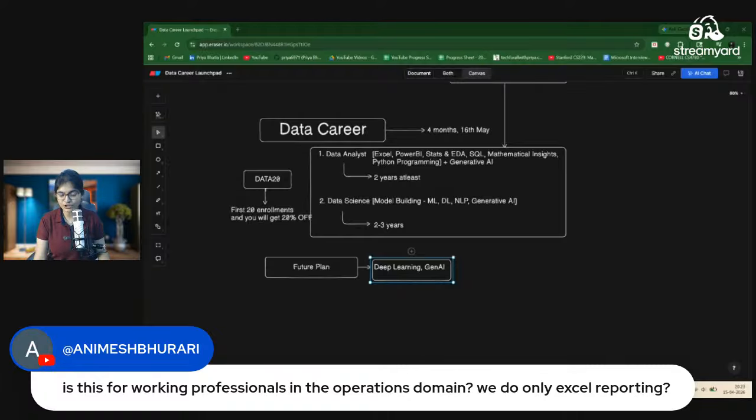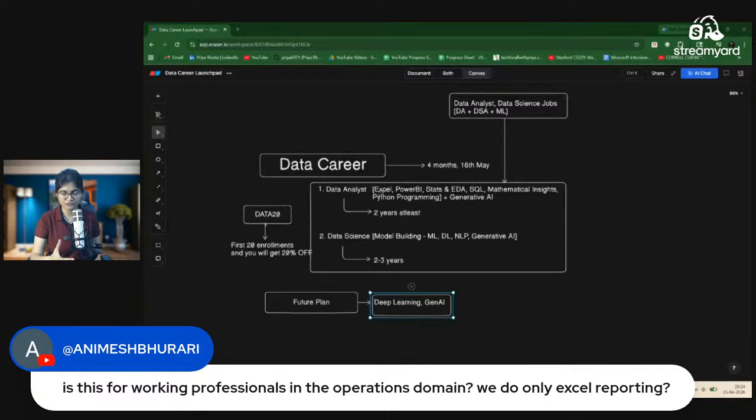Is this for working professionals in the operations team domain? We do only Excel reporting. Definitely, yes. This is for anyone who wants to enter into a data specific field. As I have mentioned, whenever you are trying to switch to a data specific field, if you really feel like that. Because I personally feel right now everybody should know about AI and data science, even though you are not working in it. In future, the way we are doing jobs, be it any domain, even doctors are learning about this. In any domain, with whatever expertise you have, if you have knowledge of this specific subject, you will be able to do your work in a smarter way.